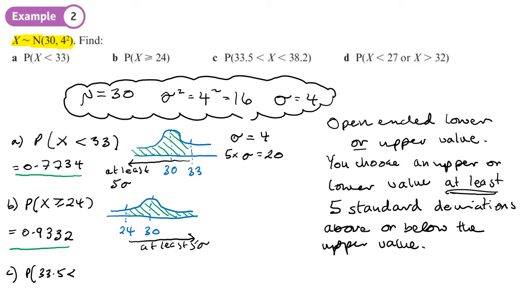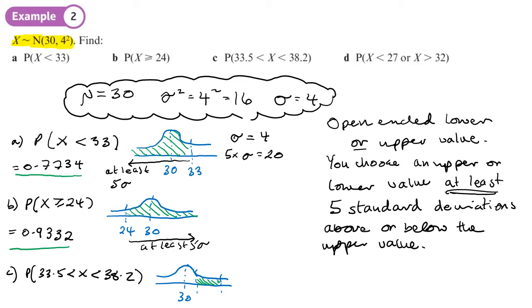So I have, it's between 33.5 and 38.2. So I'm going to draw a diagram again. You'll do lots of these in this chapter. And it's between 2 values. Now remember, 30 is in the middle. And it's between 2 values that are actually higher than 30. So it's over here somewhere. Yeah, it's going to be something like that.